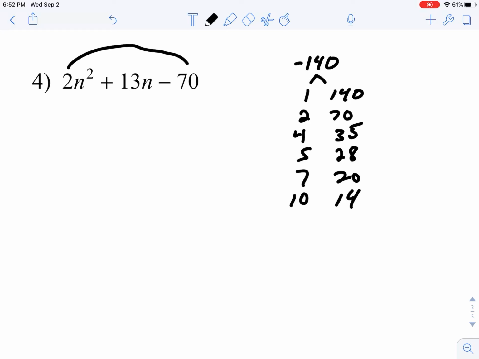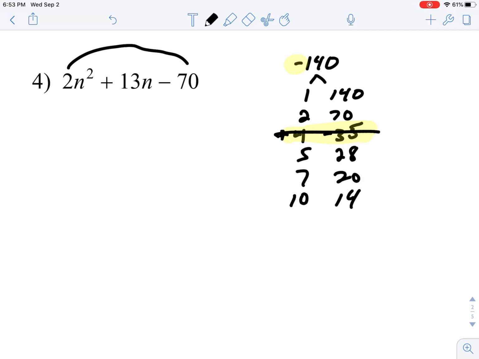So now, in order for this to be negative 140, one of these numbers has to be positive, the other has to be negative, but they have to add up to positive 13. So, can you find a pair of numbers that if you made one of them negative, the other one positive, they would add up to positive 13? Well, let's take like this one, for example. If I make this negative and this positive, they add up to 31, not 13. If I switch it around, make this one positive, this one negative, then that's negative 31. So clearly that's the wrong combination.